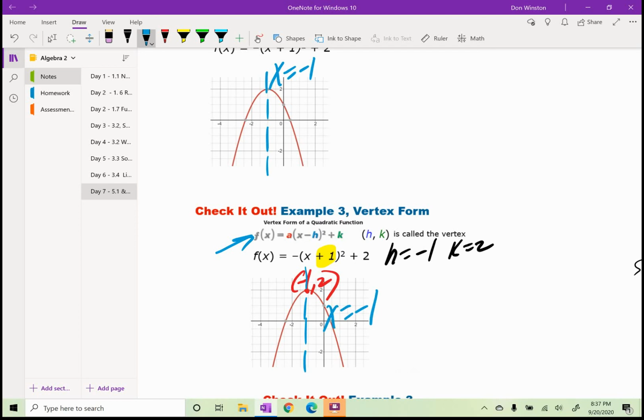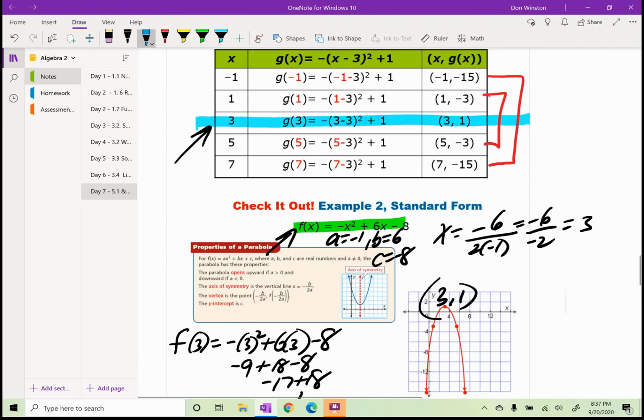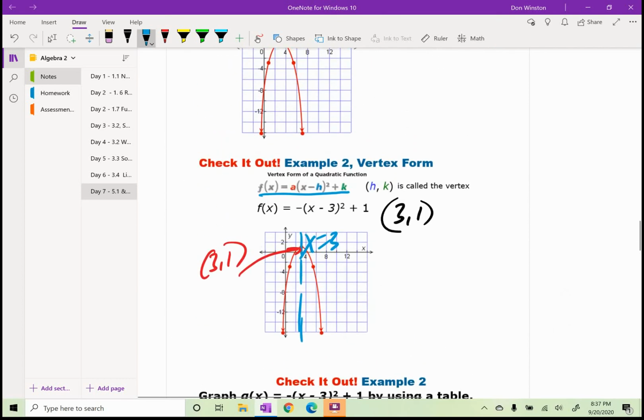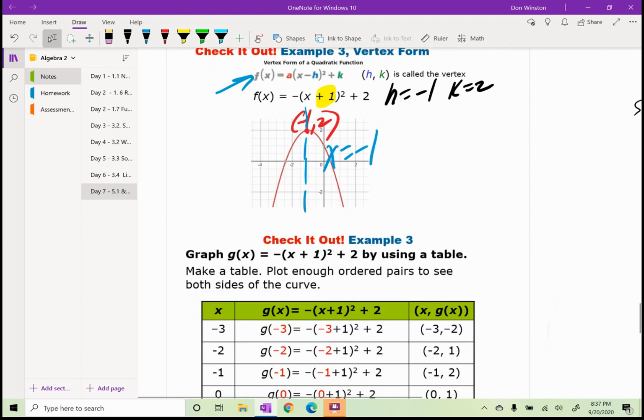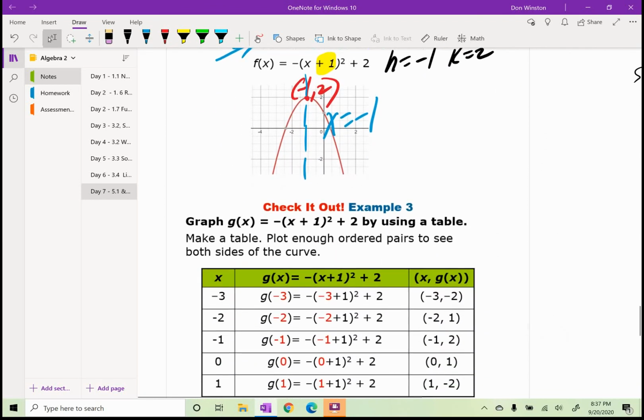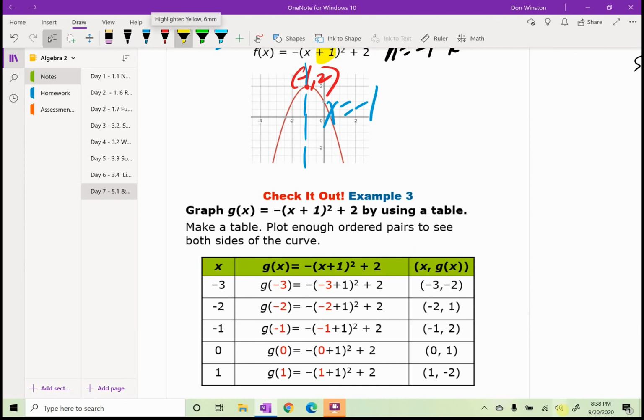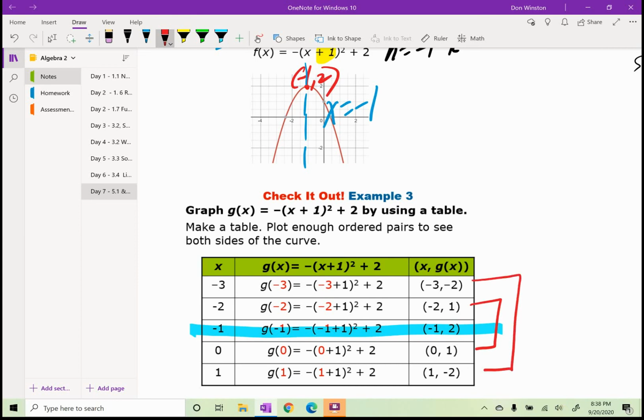And there, that would be the maximum point. The maximum y value would be 2. The maximum or minimum always occurs at the vertex. I think the other examples we had a minimum, didn't we? Oh, that was a maximum too, wasn't it? And here we have a maximum. Then to graph that, again, we start at the vertex, x is negative 1, y is 2. And then we graph 2 points to the left and 2 points to the right, and complete the table. And then graph. Again, use symmetry to help you graph.